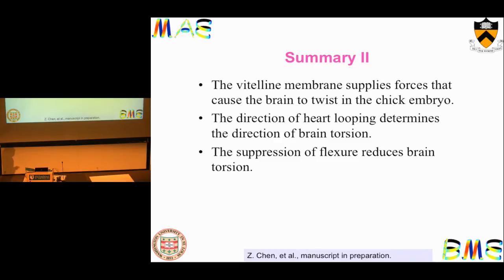So to sum up, we showed that the vitreous membrane applies an external force that is necessary for the brain to twist in a chick embryo, and that the direction of heart looping actually determines the direction of brain torsion. And that's why, in most cases, the brain twists rightward. That's because, in most cases, the heart loops to the right. And that the suppression of the flexure, and in particular the second and third flexure, would reduce the brain torsion.